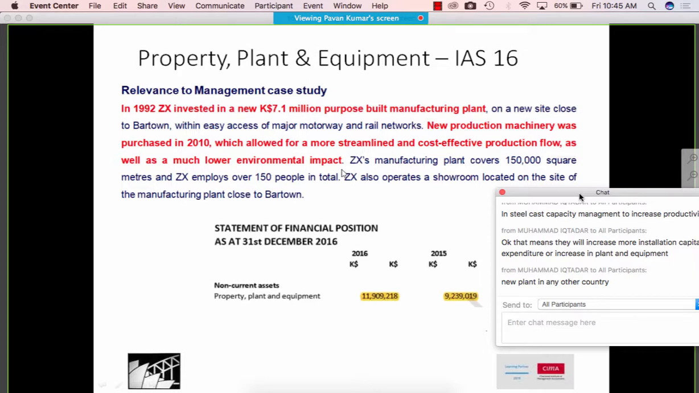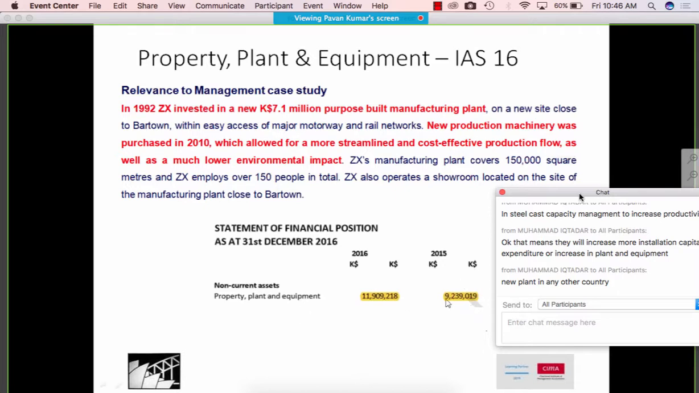And this is from page number 2 of your case study, the third paragraph. ZX's manufacturing plant covers 150,000 square meters and ZX employs over 150 people in total. ZX also operates a showroom located on the site of the manufacturing plant close to Bartown. And this is the extract from the statement of financial position of ZX.